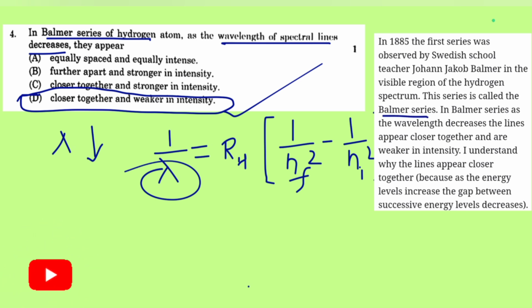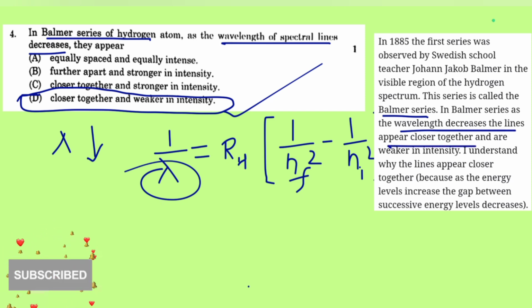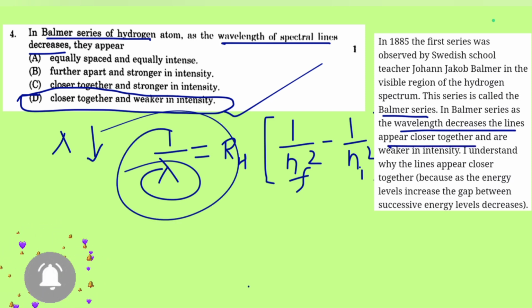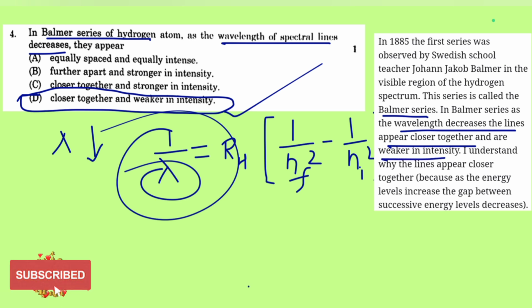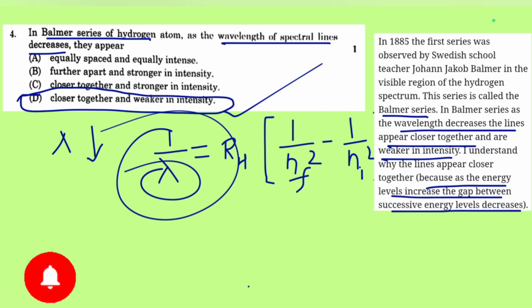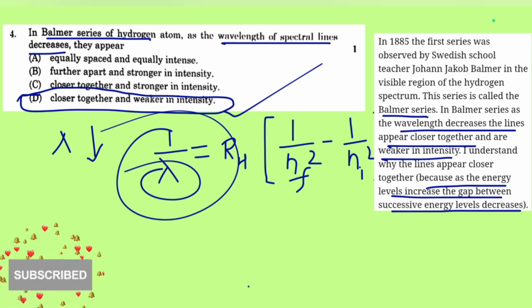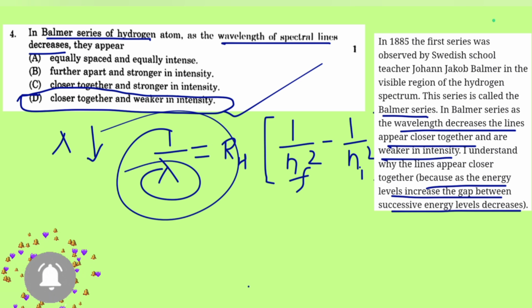In the Balmer series, when the wavelength decreases, the lines appear close together because the number of lines increases, as we have seen from this relation. They get weaker in intensity because the same amount of intensity is now distributed into a large number of spectral lines. The reason is also given: as the energy level increases, the gap between successive energy levels decreases, and because of that they converge towards each other. All the spectral lines come together and are weaker in their intensities.